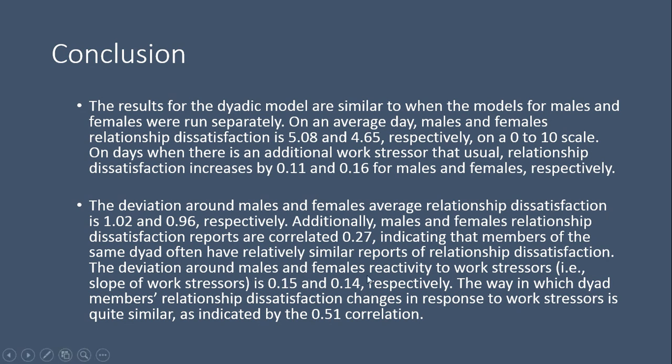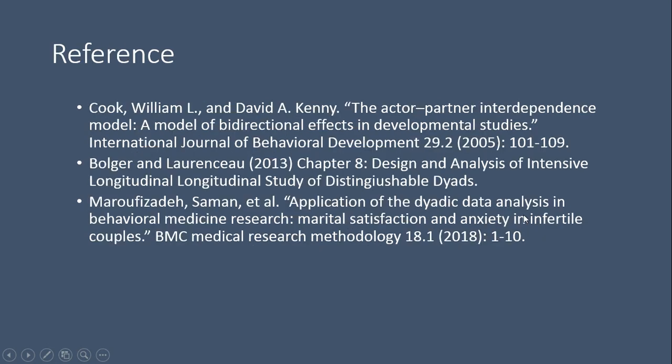The deviation around males' and females' reactivity to work stressor is 0.15 and 0.44 respectively. The way in which dyad members' relationship dissatisfaction changes in response to work stressor is quite similar, as indicated by the 0.51 correlation. So we can see that there is some sort of correlation here. And also in each dyad, the males and females have similar relationship dissatisfaction.